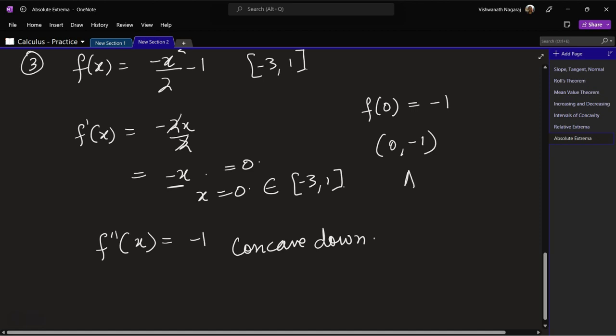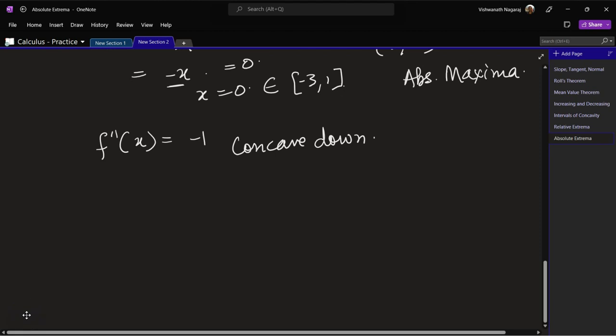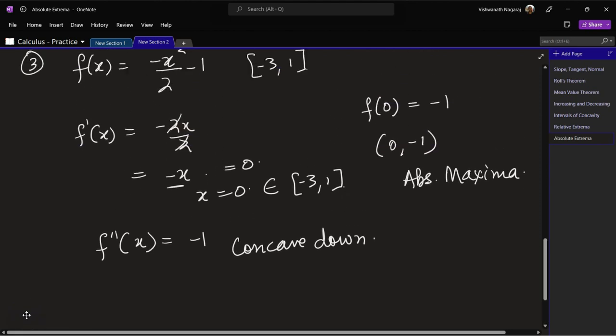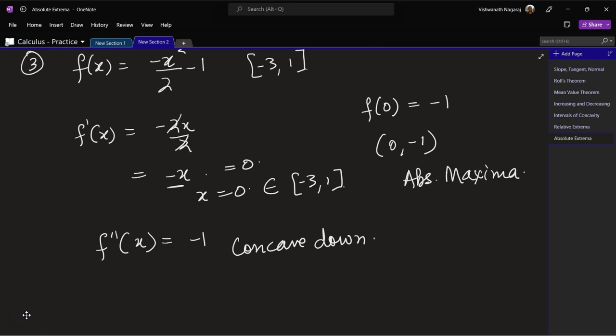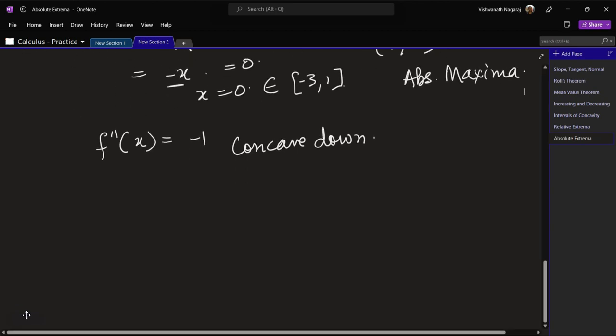That means this is going to be the absolute maxima. Now, since there are no other points at which the slope is 0, how do we figure out the minima? Basically, we evaluate both points, minus 3 and 1.